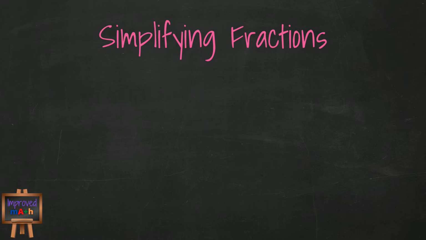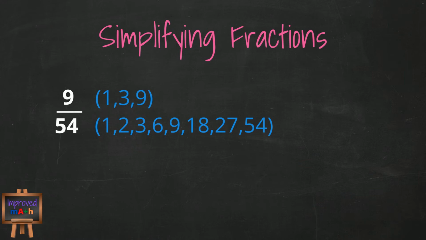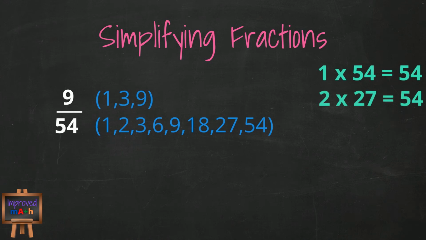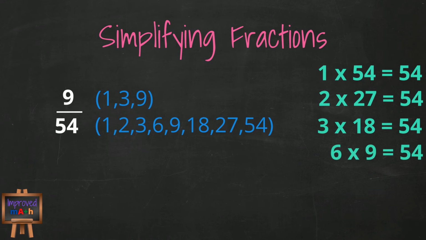Let's look at another example. Simplify the following fraction, 9 over 54. Step 1 would be to find the factors of both 9 and 54. The factors of 9 are 1, 3, and 9. The factors of 54 are 1, 2, 3, 6, 9, 18, 27, and 54. 1 times 54 is 54. 2 times 27 is 54. 3 times 18 is 54. And 6 times 9 is 54.